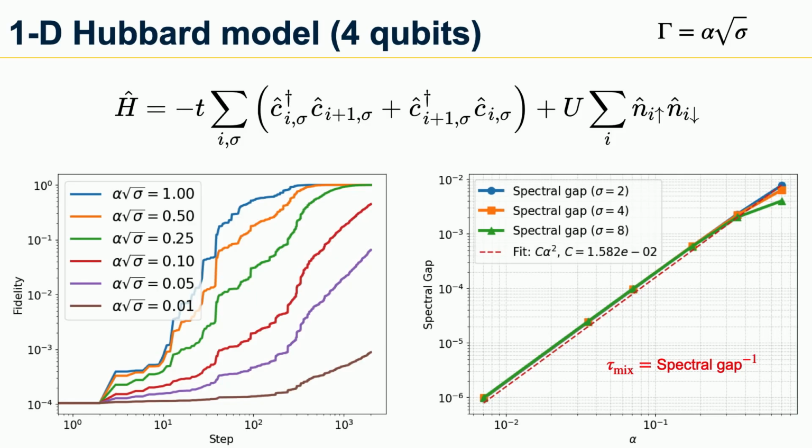Here I do want to emphasize that this whole algorithm does not care about the initial state, meaning that even if you start from a 0 overlap initial state, you will still converge to the correct ground state. And in this graph, we calculate the spectral gap of my quantum channel, and we can show that for different sigma, it has the same spectral gap, meaning the same mixing time, and the mixing time scales as 1 over alpha squared, meaning 1 over gamma squared.